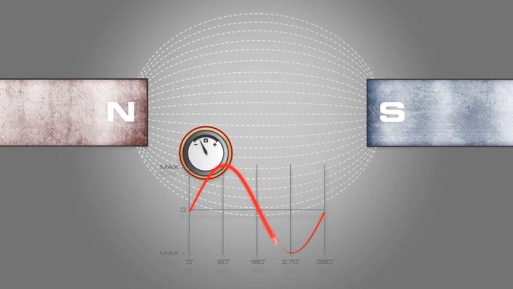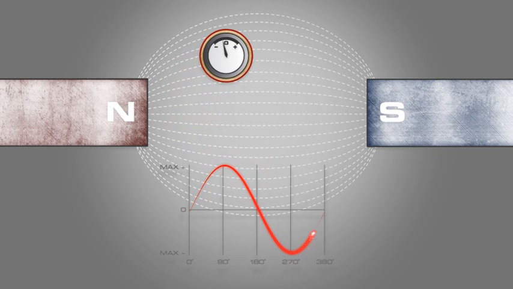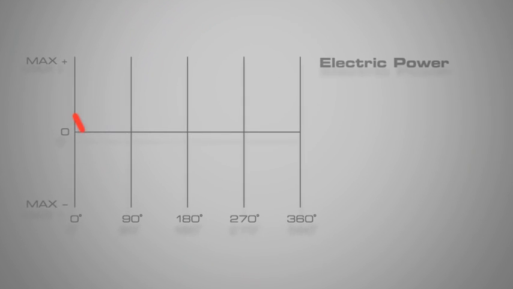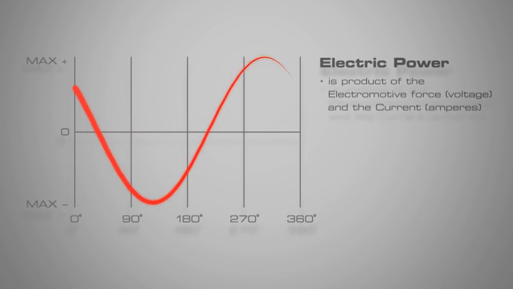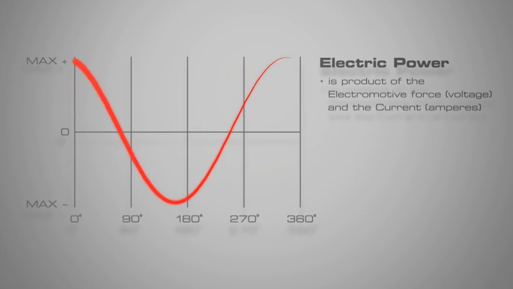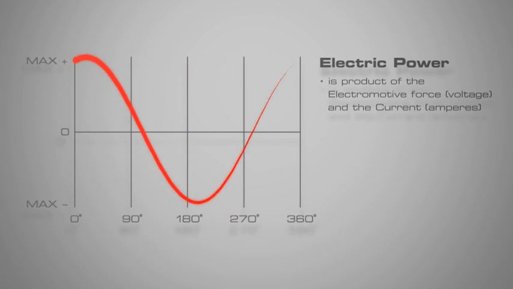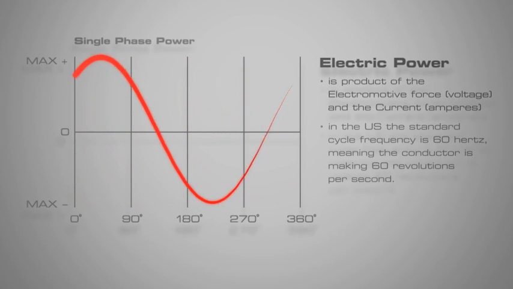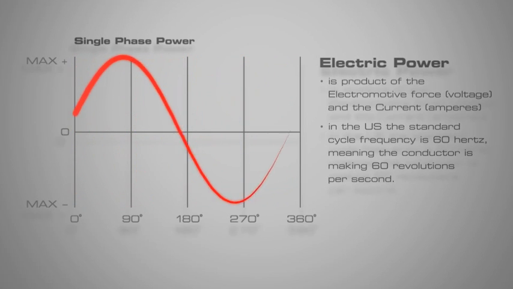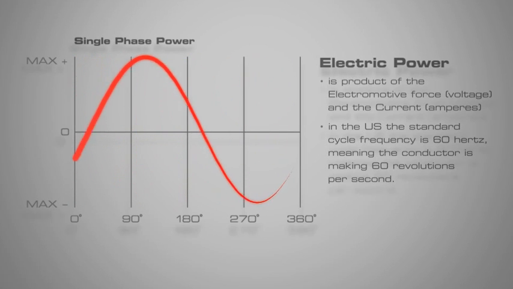The alternating current provides power, then no power, and then power again, as the waveform cycles up and down from 0 volts. Electric power is the product of the electromotive force measured in voltage and current measured in ampere. When we evaluate a single waveform, we can see it is not a constant power source. This type of single sinusoidal waveform is known as single-phase power. In the United States, the standard cycle frequency is 60 Hz. This means that the conductor is making 60 revolutions per second.